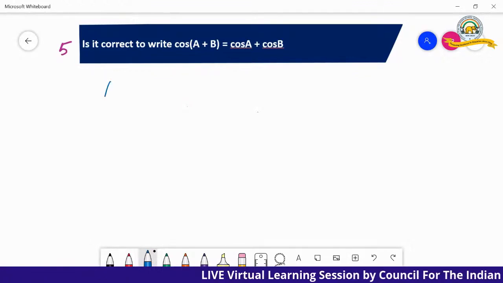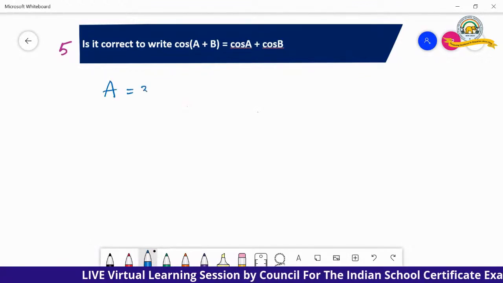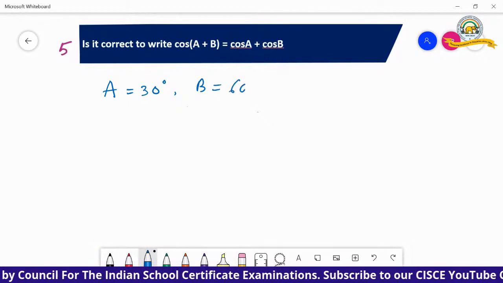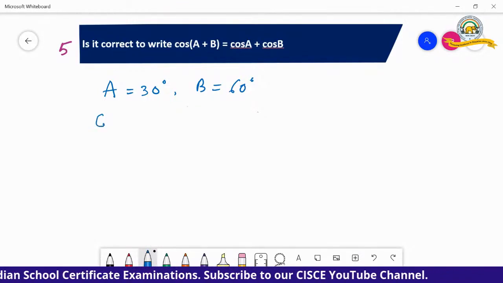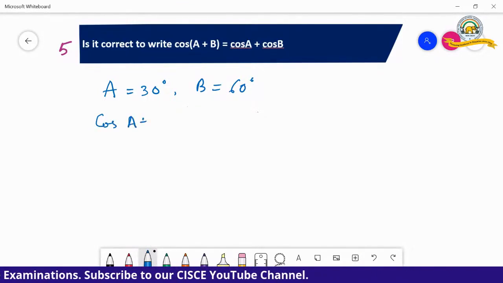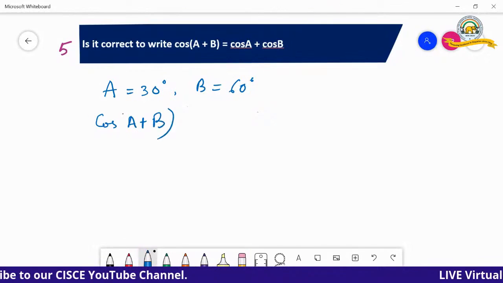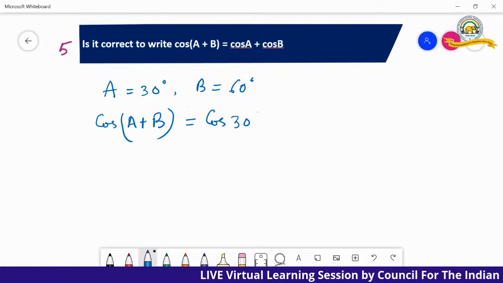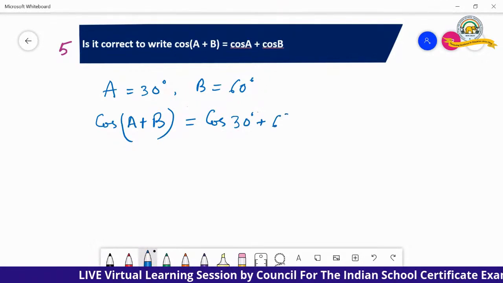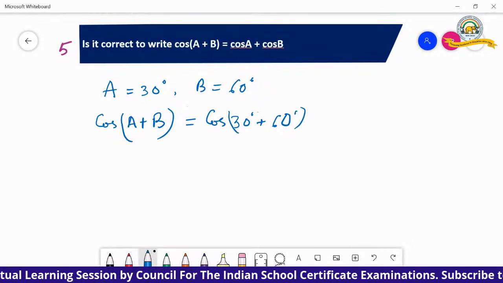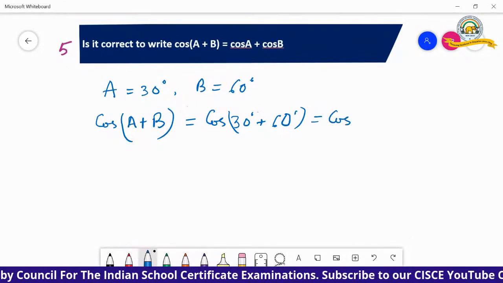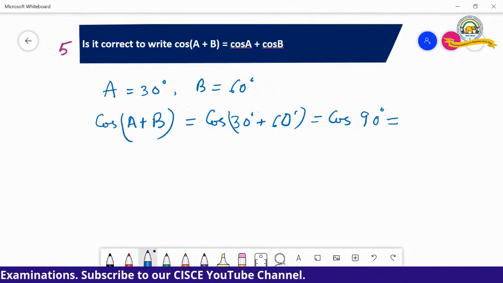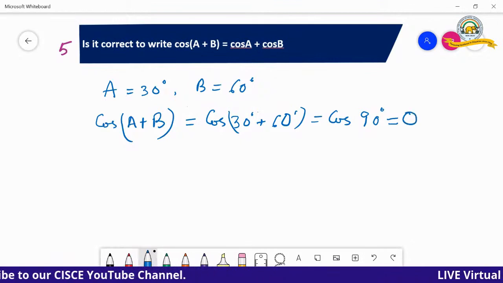See, suppose I take A is equal to 30 degrees and B is equal to 60 degrees. Now, cos of A plus B. What is cos of A plus B? Cos of 30 degrees plus 60 degrees. So that is equal to cos of 90 degrees. And what is cos 90? You know the special angles, standard angles. So that is equal to 0.